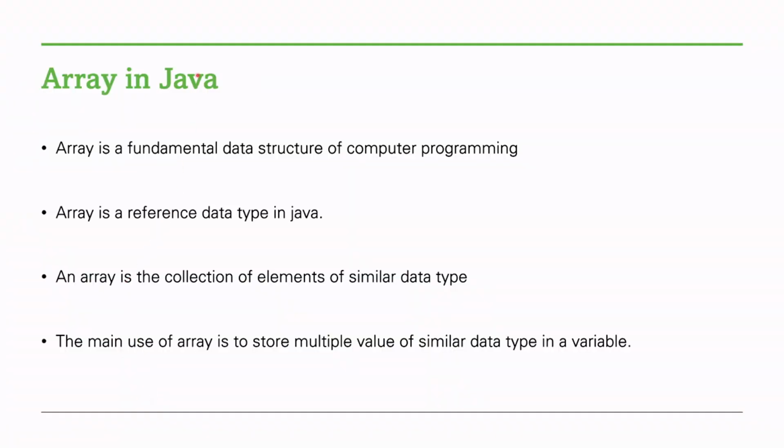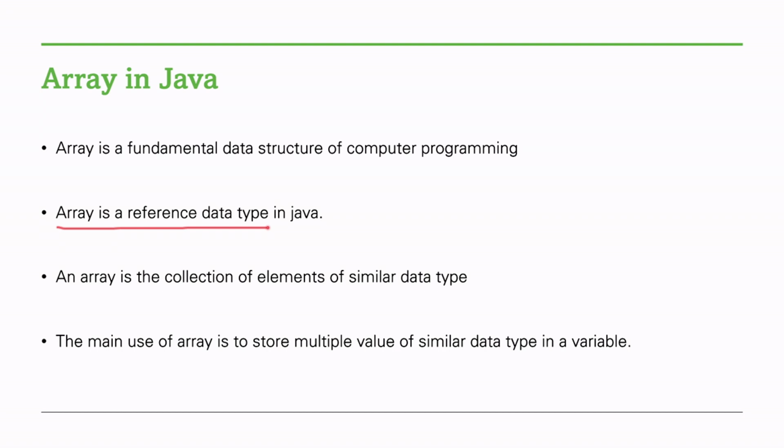First let us understand what is an array in Java. Array is a fundamental data structure of computer programming. You have seen arrays in C, C++, and now in Java also, right? Next, in Java, array is a reference data type.